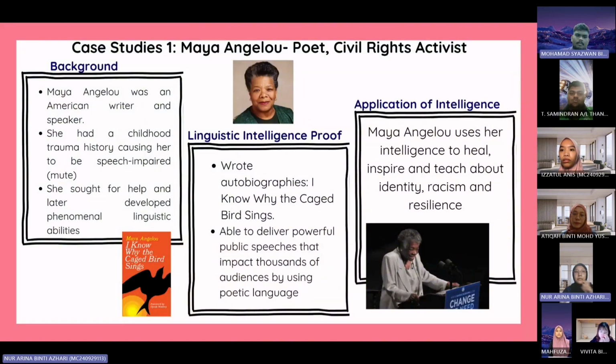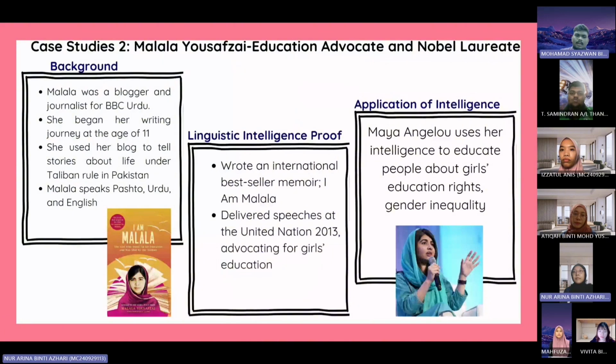Next, Malala Yousafzai, a young education activist. She began writing at age 11 about life under the Taliban and later gave powerful speeches like the one at the UN, advocating for girls' education.